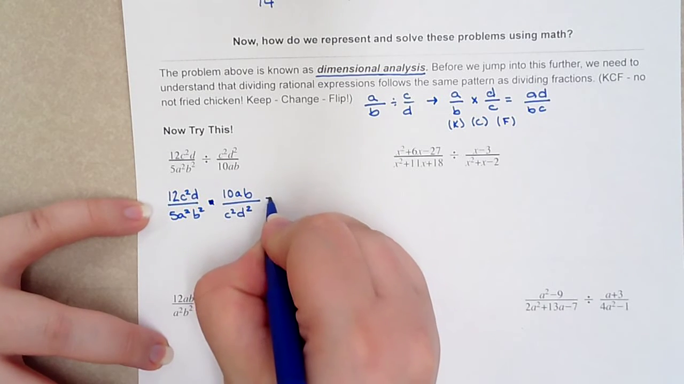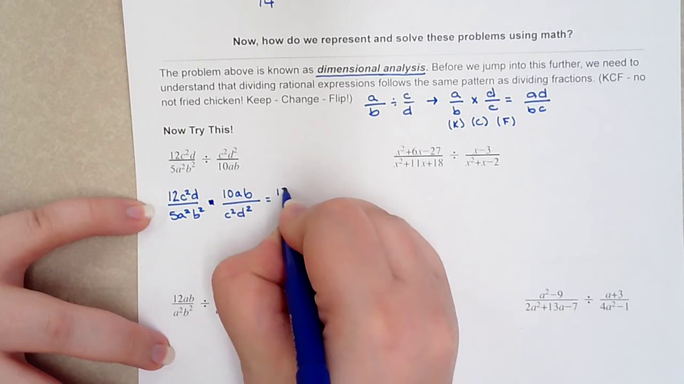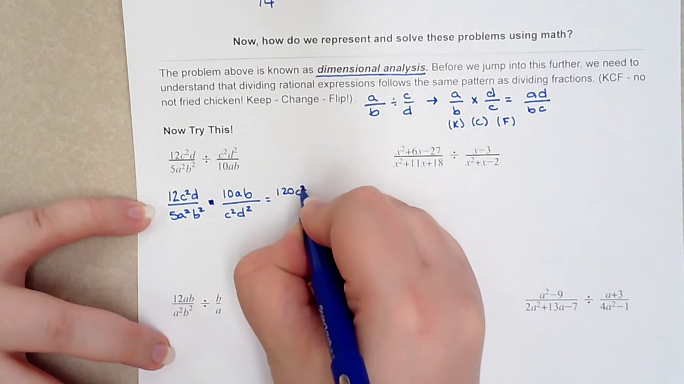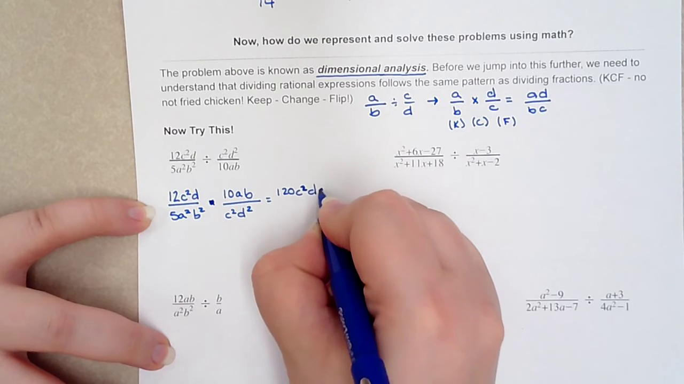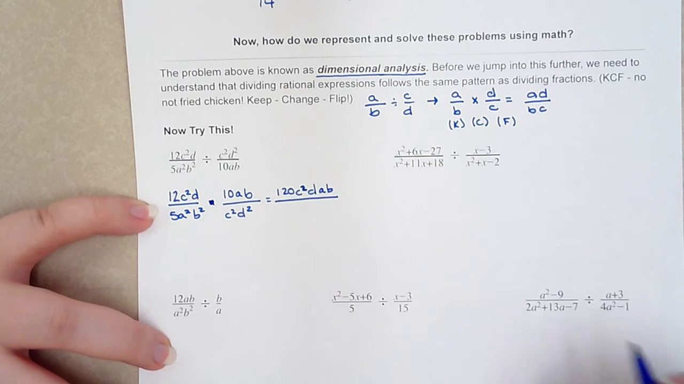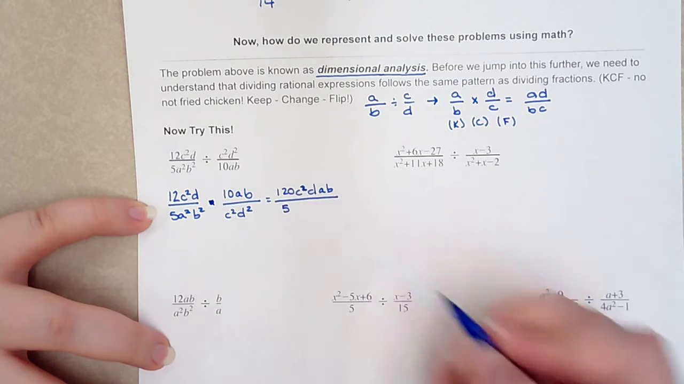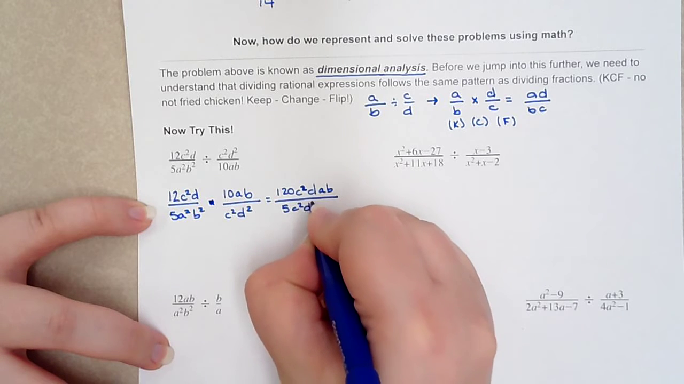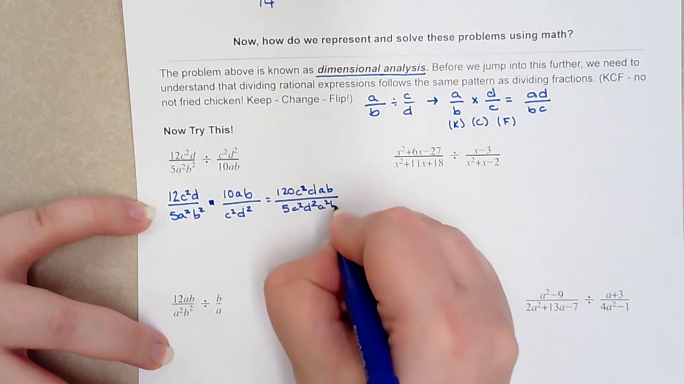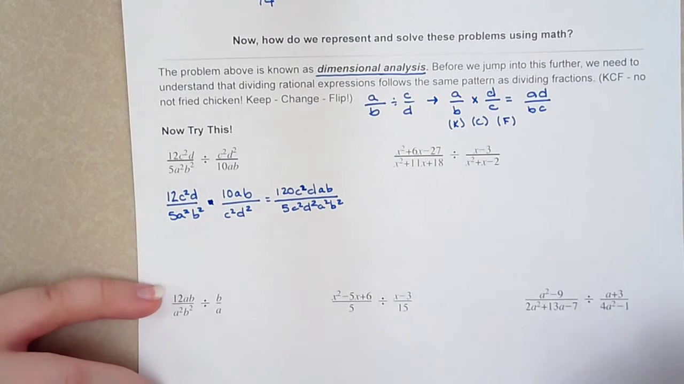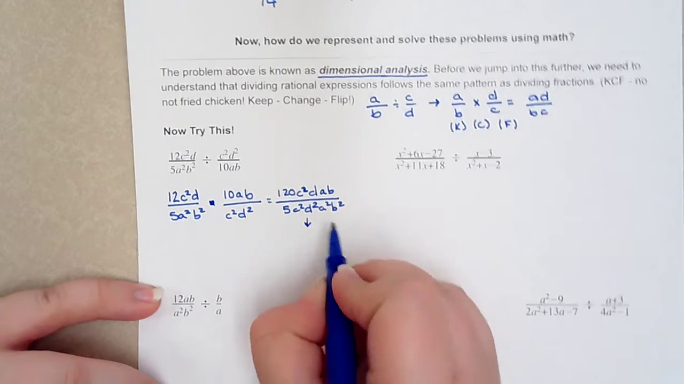Now we're going to multiply. 12 times 10 is 120. C squared, D squared, A and B. We can't really simplify those at all because they're different variables. So we're just going to put them all back together. Now let's go ahead and do the same thing with the bottom. 5 isn't multiplied by anything, so we leave it. And then there is C squared, D squared, A squared, B squared. But we can't just leave that. We have to simplify it, obviously, after we multiply. So let's go ahead and do that now.